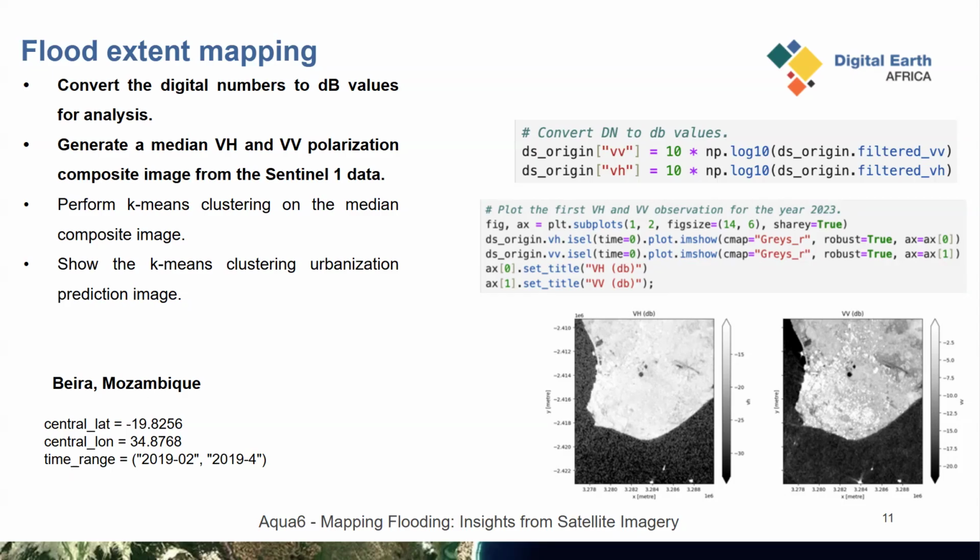The median composite of these VH and VV bands is generated to allow us to reduce noise and highlight consistent surface features over time. Therefore, it also allows us to reduce speckle noise, which is quite common in radar images. It also allows us to remove outliers that may be caused by temporary changes such as sensor anomalies. Next slide, ma'am.